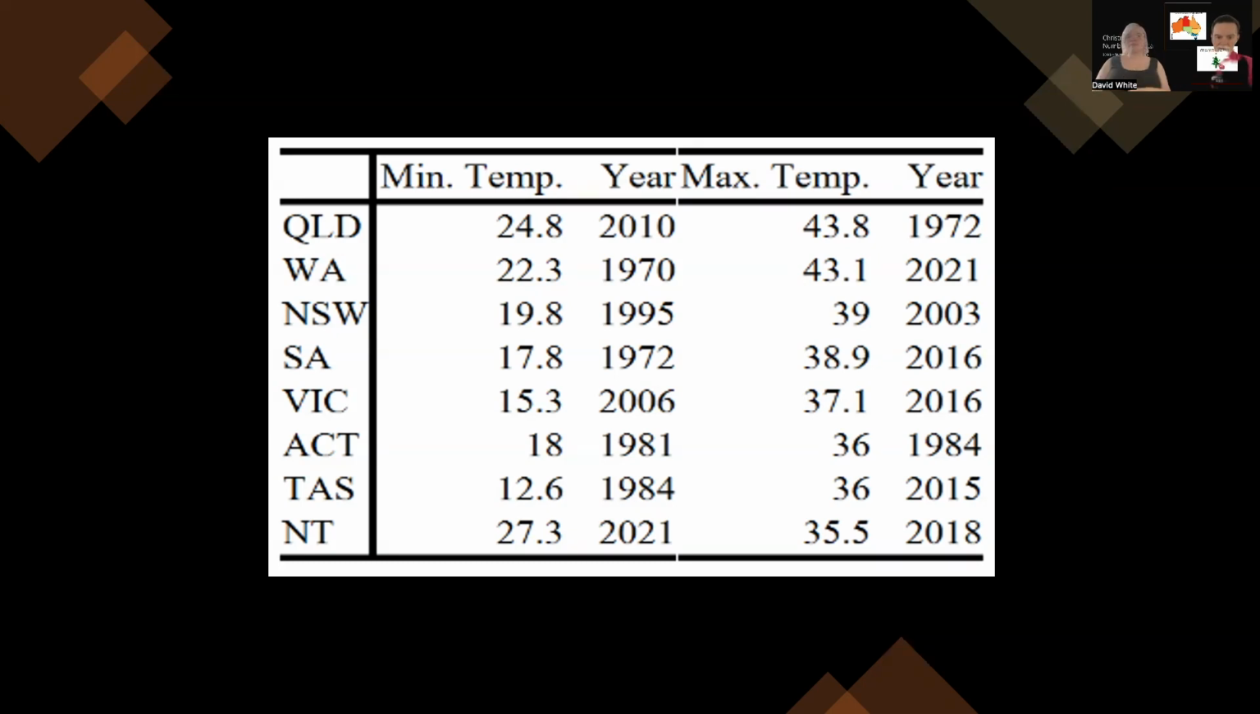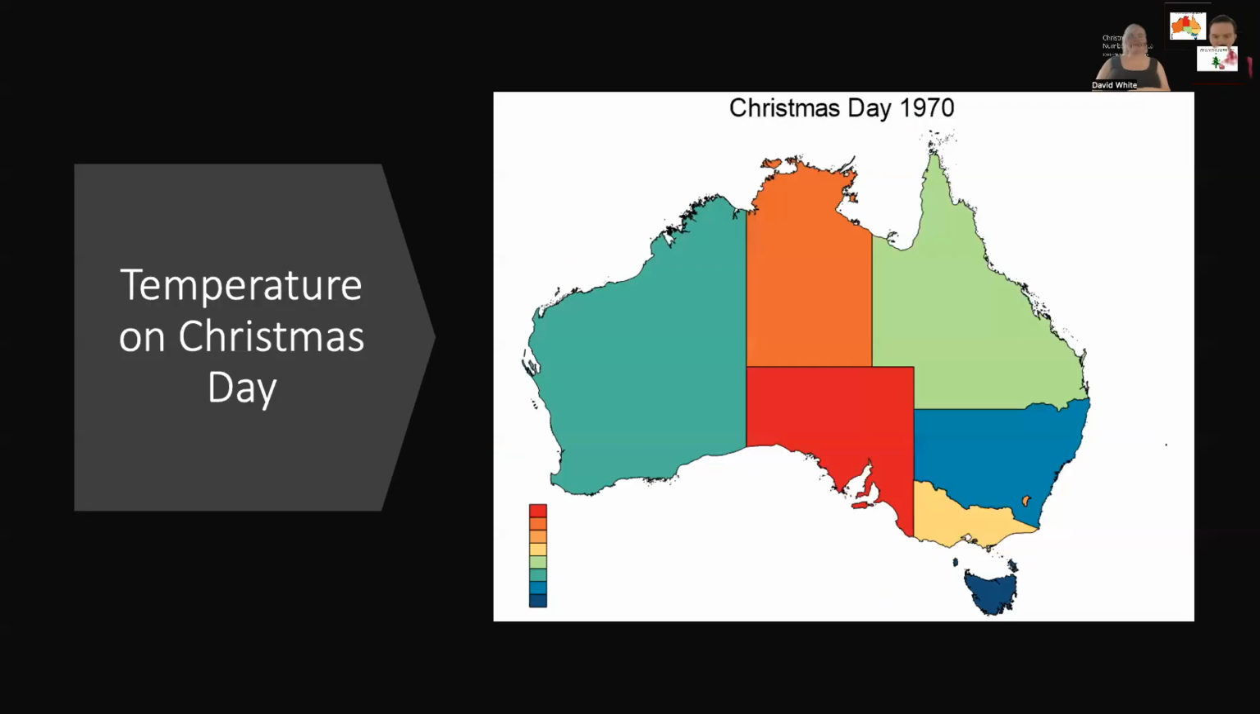So WA is kind of going the opposite way to Queensland there with those temperatures. So that's our data there, and then let's have a look at some particular Christmas Day temperatures. This one's Christmas Day 1970. I don't actually remember this day. I was around, but I don't remember Christmas Day 1970. The hottest was South Australia that year. Yep, so Adelaide wins out there. WA was actually quite cold. It was the third coldest.